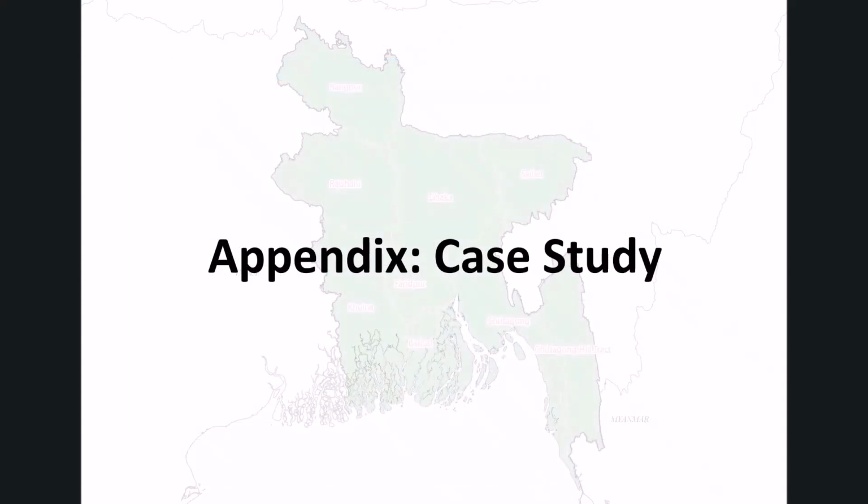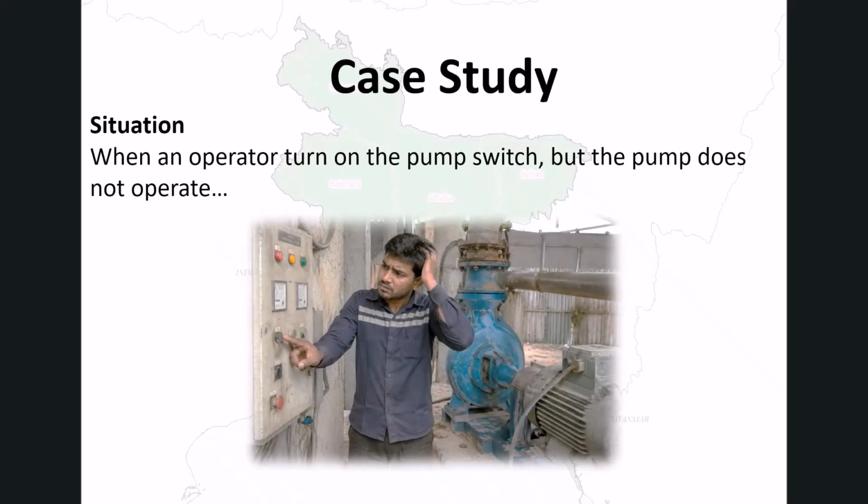For your better comprehension and practical usage of the knowledge obtained from the manual, we are going to tackle a case study from now. Please imagine the situation where an operator turns on the pump switch, but the pump does not operate. What are the possible causes? Let's think about the procedure to investigate this issue.